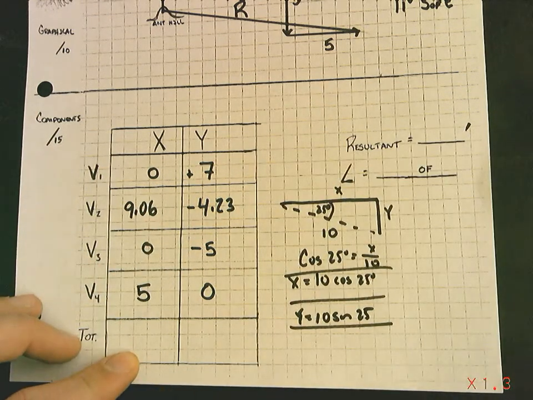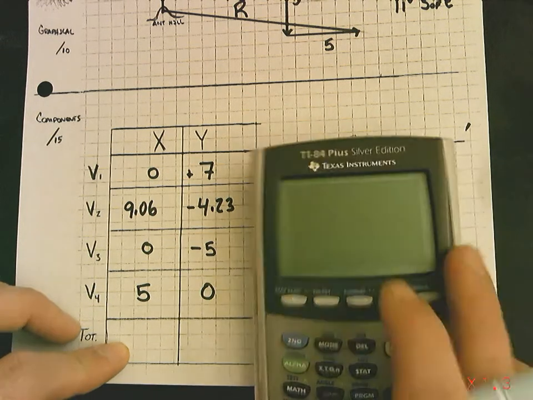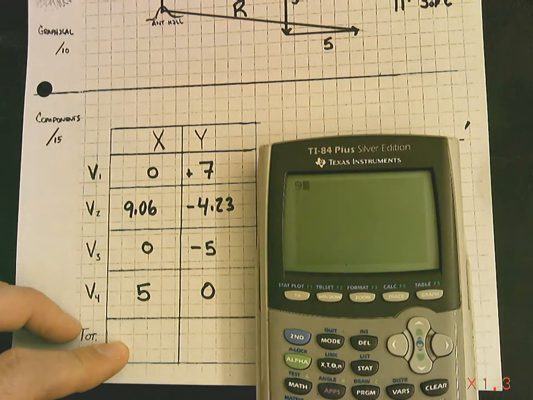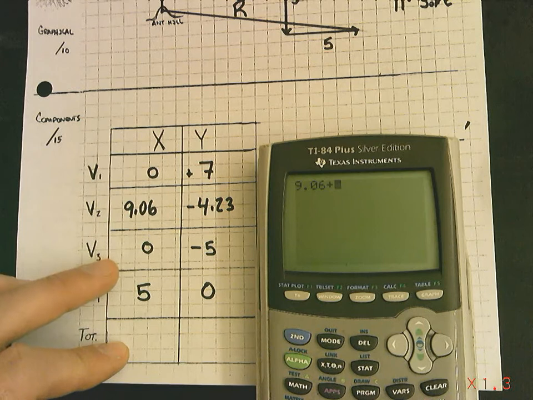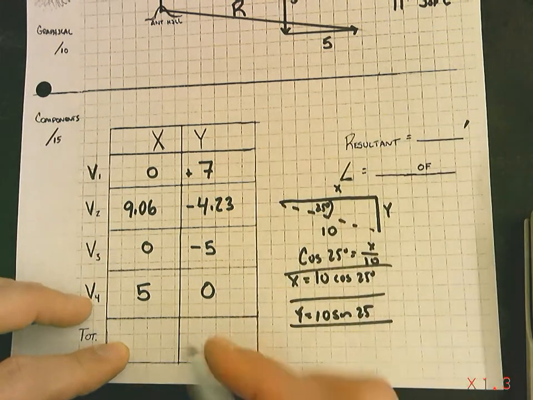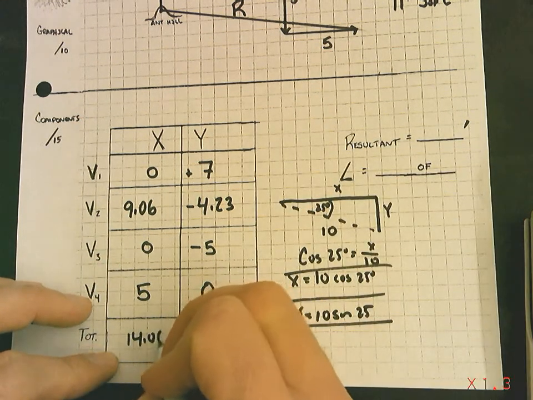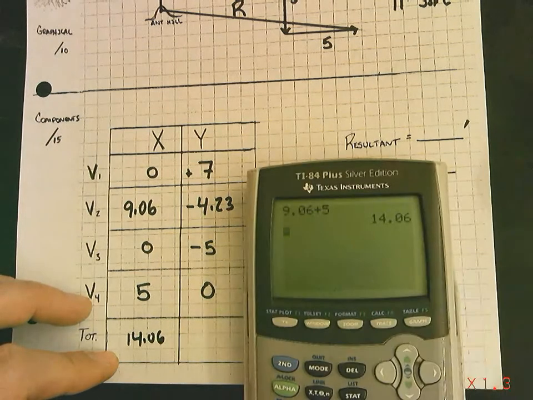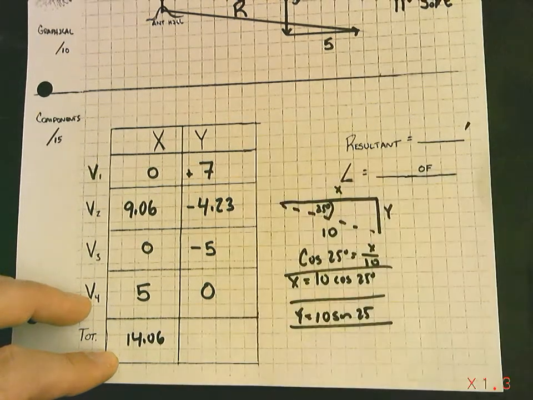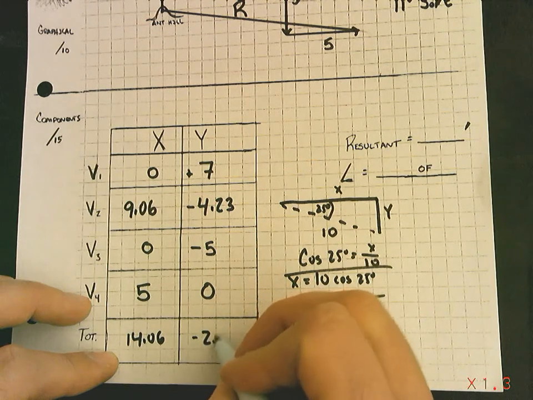So we now need to find our totals. What we want to do is add up all our x's and y's. So I say 9.06 plus 5, I get 14.06 in the x, so I moved in the x 14.06 away. And the y, I'm going up first, 7, but then I turn around and I have to add a negative 4.23 and then a negative 5. So I get negative 2.23 as my endpoint.